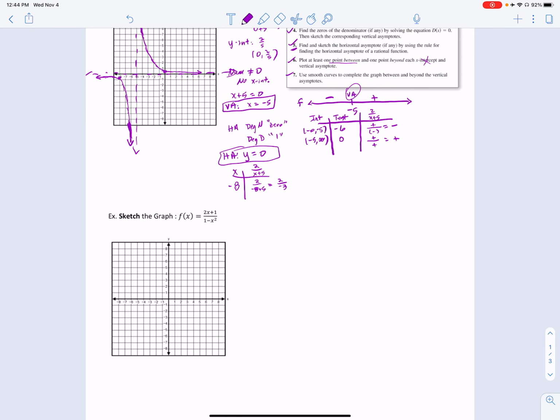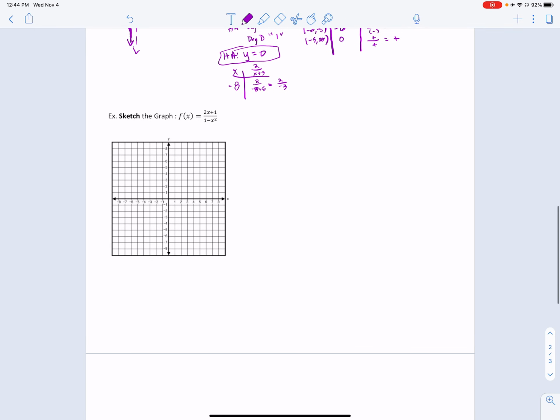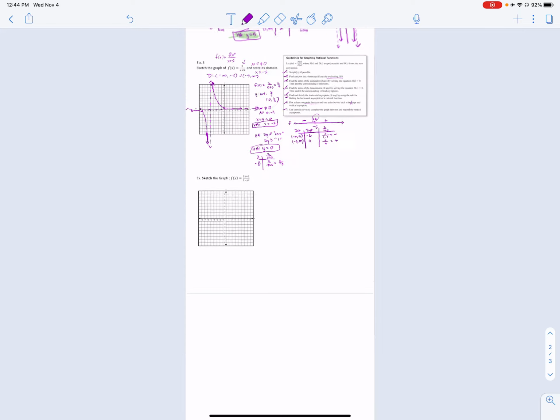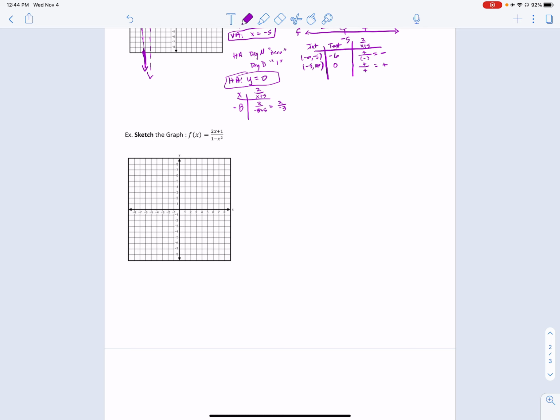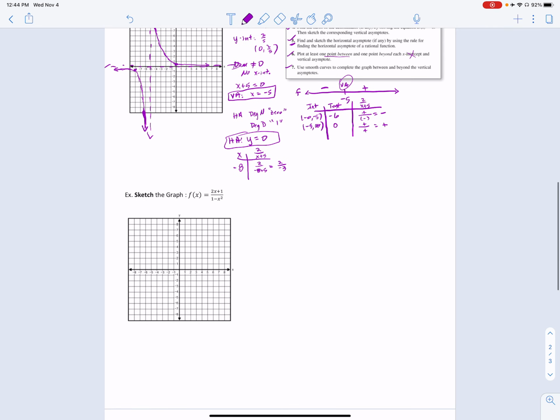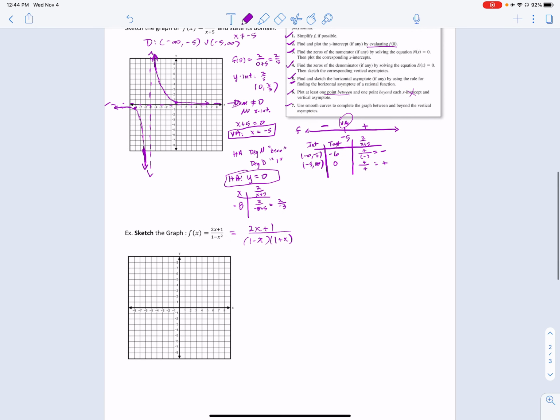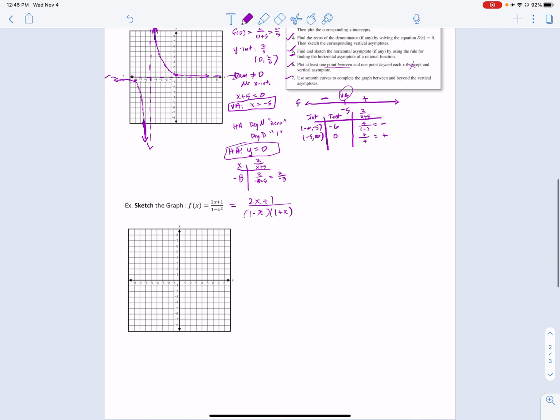All right, so let's look at one more. Sketch this graph. And so, first of all, simplify if possible. There's not anything to really simplify with 2x plus 1 over 1 minus x squared, other than you could write it as 1 minus x and 1 plus x. You're going to need to factor it anyway to find the zeros. And then number 2, find and plot the y-intercept.